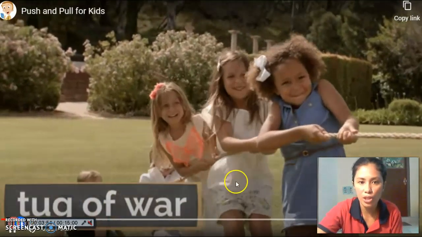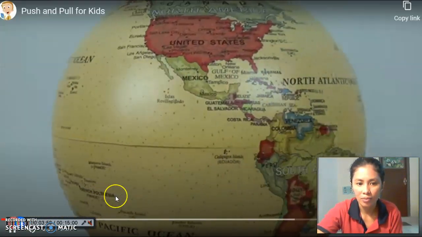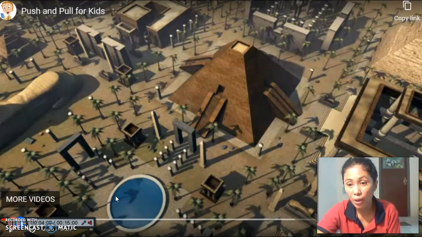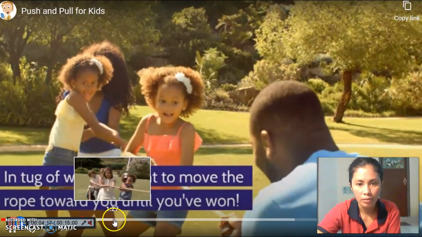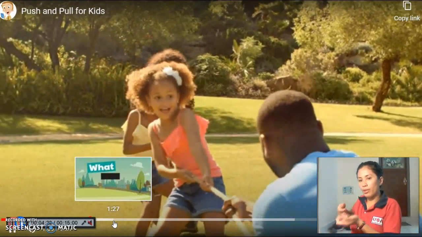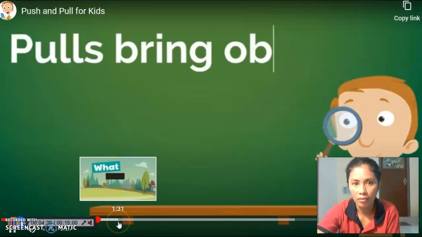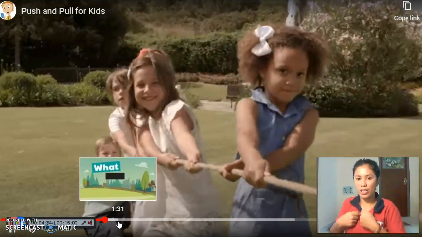So this group wins. Oh, hold on. See? Tug of war is very common, and I don't know if you play that. When we go back to school, maybe we can play that game. Okay, sounds fun, right? So you have to pull the rope, right? Pull like this. Pull. The object is next to you.